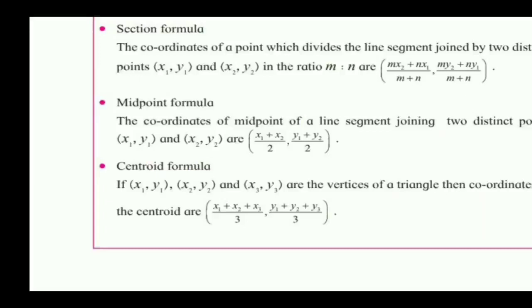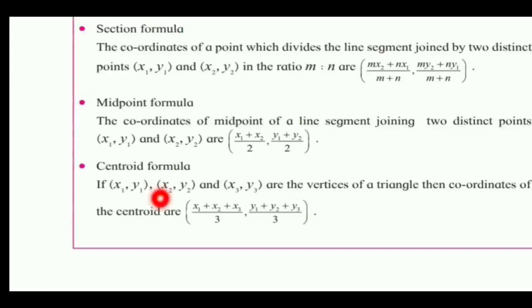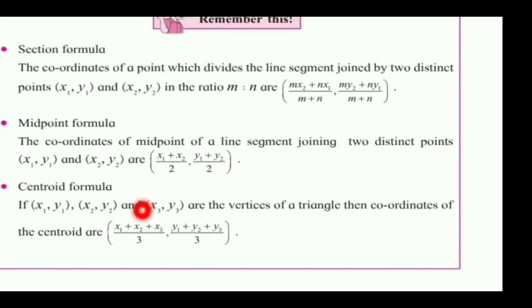Now let us learn the centroid formula. If (x1, y1), (x2, y2) and (x3, y3) are the vertices of a triangle, then the coordinates of the centroid are (x1 plus x2 plus x3) upon 3, (y1 plus y2 plus y3) upon 3. This is the centroid formula to find the coordinates of the centroid.